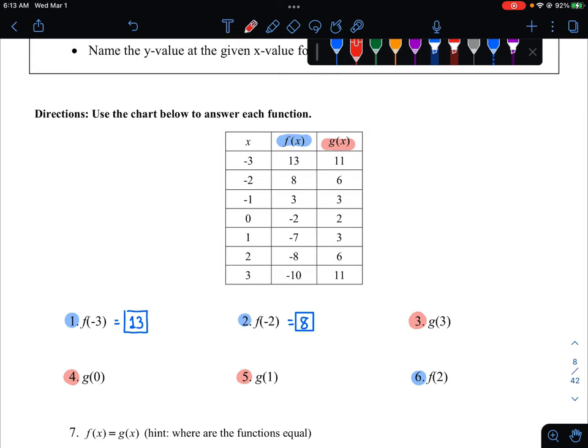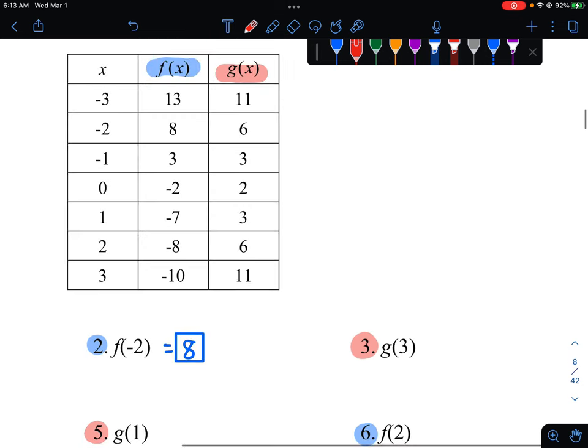And finally, we'll just do one of these g of x's. So g of 3, excuse me. So at 3, where is function g? You have two choices there. At 3, f of x is -10, but we're not concerned about f of x. We're concerned about g of x. So two different functions, we're going to get different values.